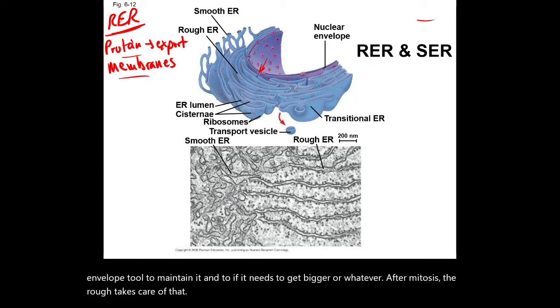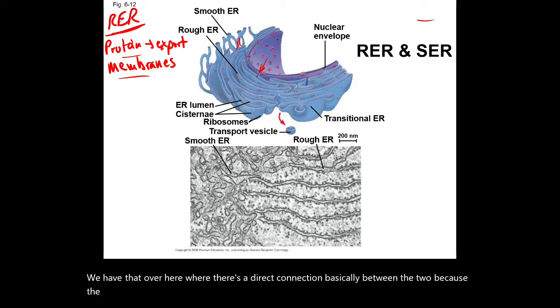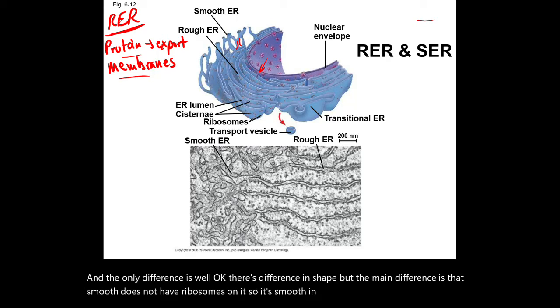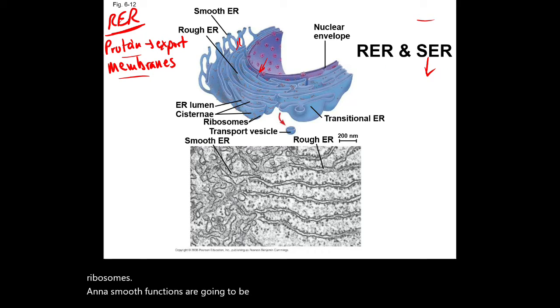All right, the smooth ER then. The smooth ER will actually connect to the rough ER like this, and we have that over here, where there's a direct connection basically between the two, because the rough ER produces the smooth ER. It makes the smooth ER. The only difference is, well, okay, there's a difference in shape, but the main difference is that the smooth ER does not have ribosomes on it. So it's smooth on the surface because there are no bumpy ribosomes. And the smooth ER functions are going to be, the number one, most important one, in my opinion, is detoxification.